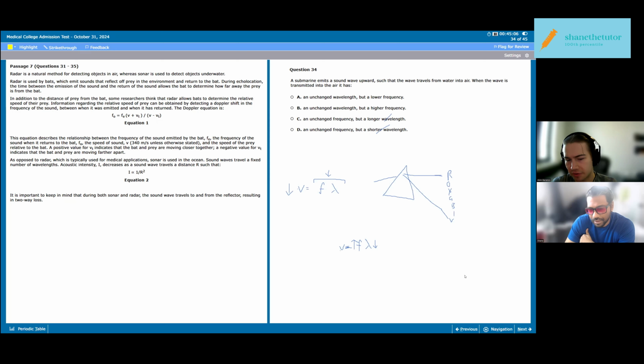Wait, violet has the lowest wavelength? For visible light, yep. And red has the highest wavelength. Yeah. You can see that this is the incident ray, and the red has not really bent that much compared to the violet, for instance. Got it. So anyways, the verdict here is that it's unchanged frequency.